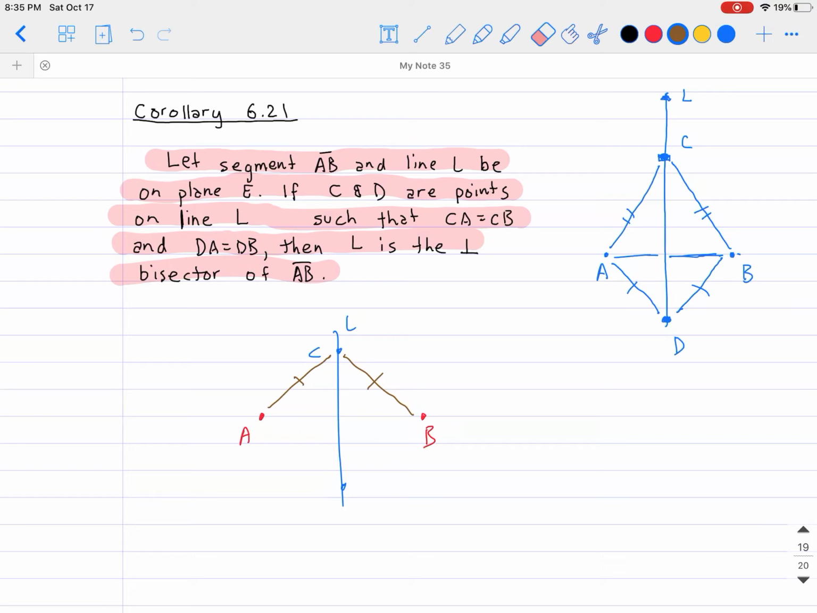Maybe I could draw D somewhere else so that it's a little bit longer. And in fact, you know what? I think I'm actually going to do that, just to make it a little bit easier to see, or easier to swallow. So let me go ahead and put D maybe a little bit further down.